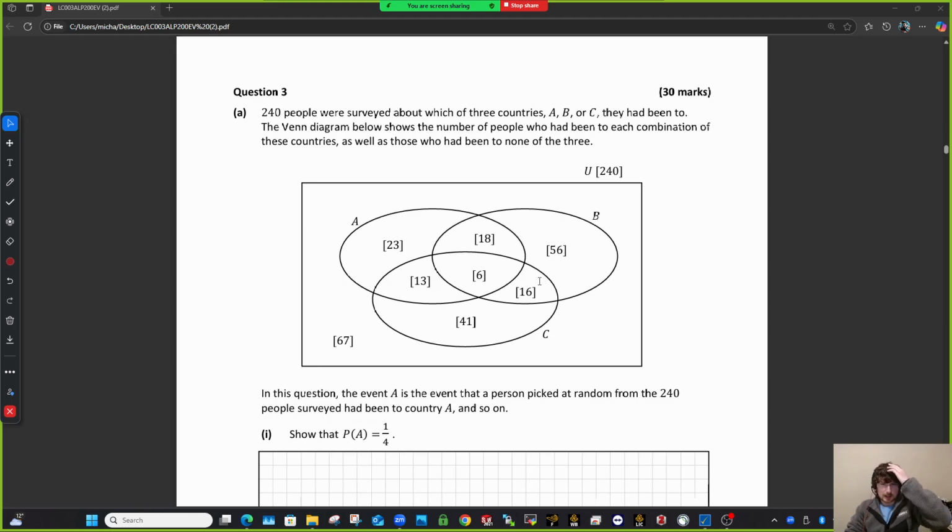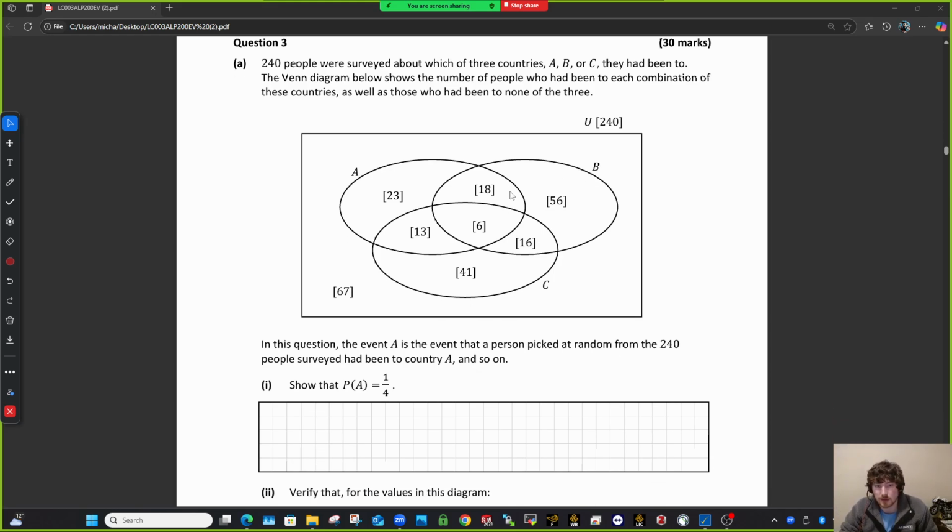Right, this is a relatively easy question, but there's a lot to do. That's just manual calculation, so you'd want to show the workings for this. Don't pick up the calculator. You're being silly if you pick up the calculator and type it in. You want to show what you're doing always.